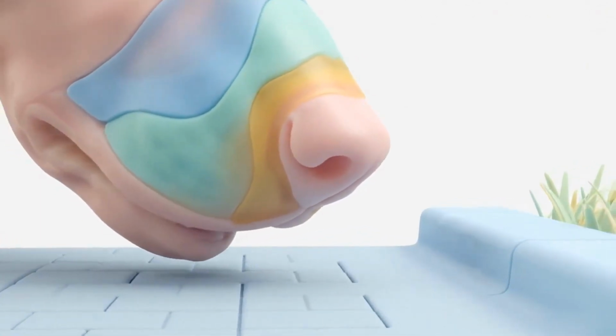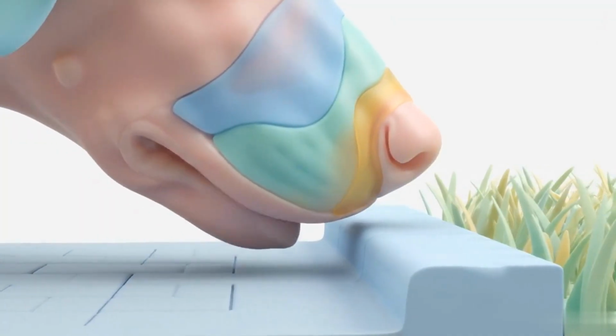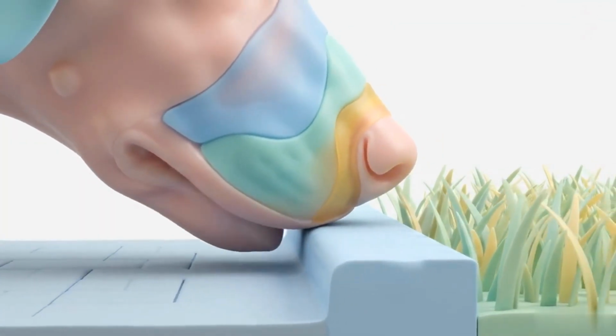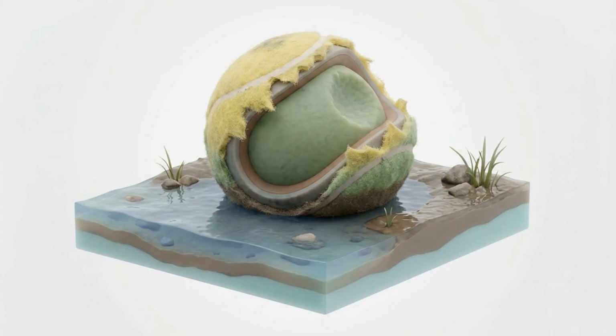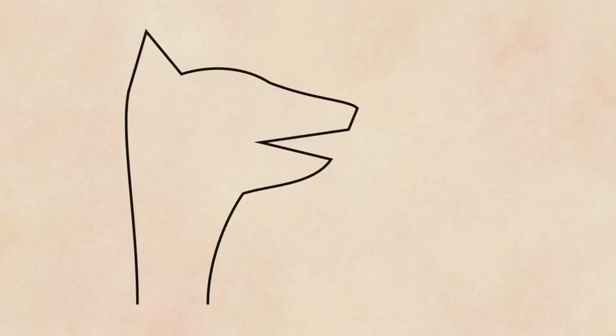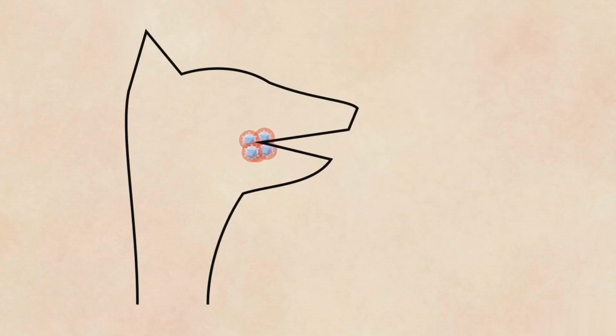Watch this dog exploring the environment nose first. It is a completely normal canine behavior, but it also serves as a highly efficient vector for picking up invisible pathogens from the ground. When a dog ingests microscopic amounts of contaminated saliva, urine, or feces left by another animal, they can introduce a pathogen known as Canine Adenovirus, or CAV, directly into their system.